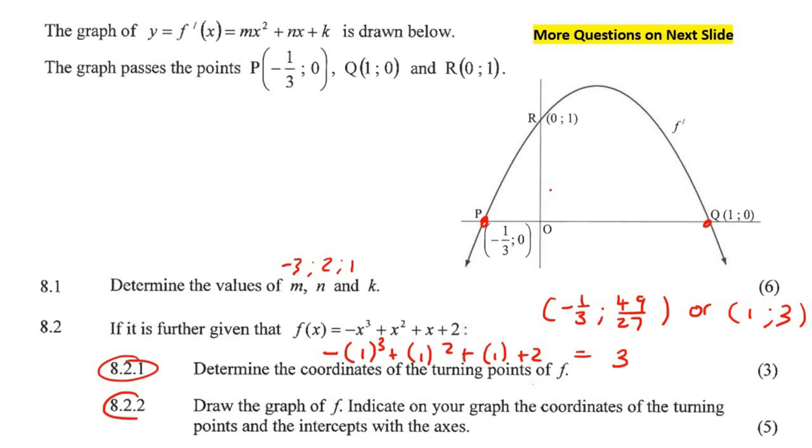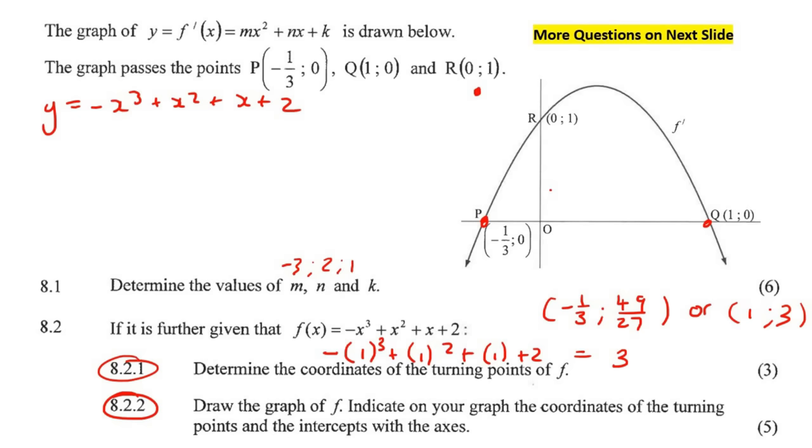This question is for 5 marks. Draw the graph of f. Indicate on your graph the coordinates of the turning points and the intercepts. Okay, so we know that the equation of f is now negative x cubed plus x squared plus x plus 2. We already have its turning point, so let's go put that on the graph. So negative a third, and then 49 over 27 is about 1.8. Okay, so it's somewhere here. So there. Okay, and then 1 and 3.